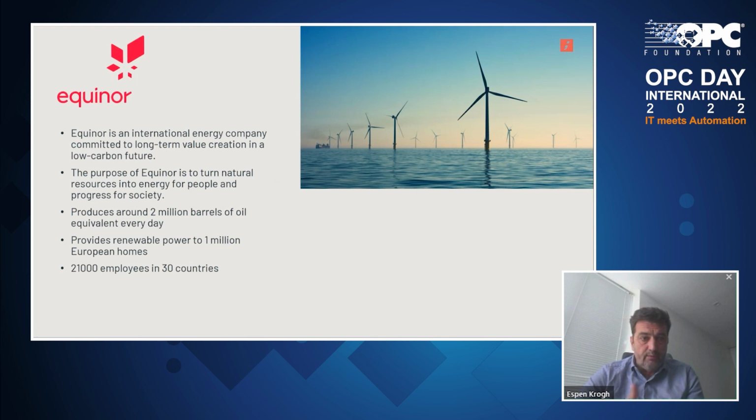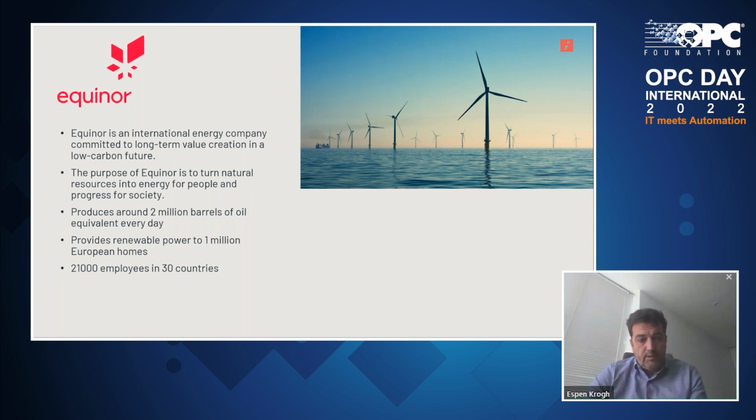Next is the story with Equinor. Equinor is an international energy company committed to long-term value creation in a low-carbon future. The purpose of Equinor is to turn natural resources into energy for people and progress for society. They come from oil and gas and have around 2 million barrels of oil in production every day, but they are moving quite quickly and swiftly into renewables. And today they power about 1 million European homes with renewable energy.